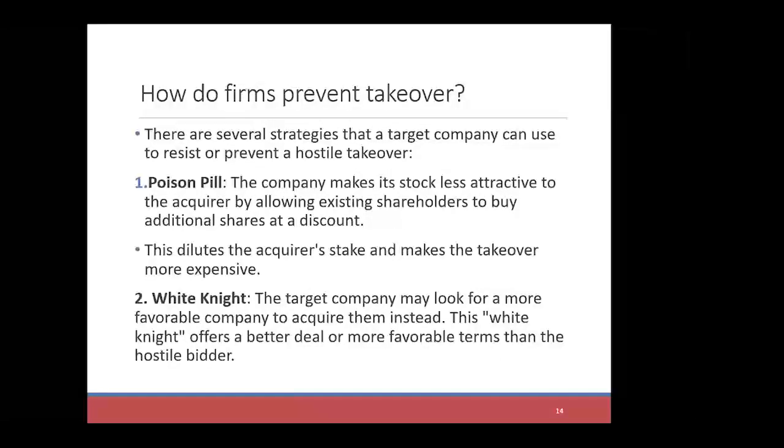And how can firms prevent takeover? One is that you make your stock less attractive to the acquirer by allowing existing shareholders to buy additional shares, which means the acquiring firm will now have to buy more shares at a higher price, so the acquisition becomes expensive. Or you can try for a higher bid, like this Warner Brothers thing. Paramount gave a higher bid, though Warner Brothers refused 2 days ago. But you can always look for a more favorable company, which might pay you a higher price or offer more favorable terms, like we would keep the management as it is, we will not fire anyone from the acquired firm, we will keep all the employees. Those kinds of favorable terms.